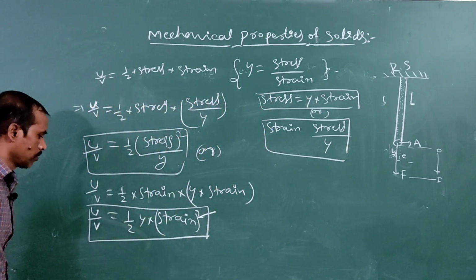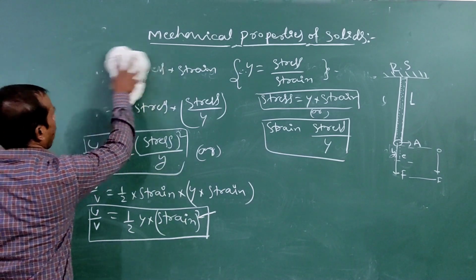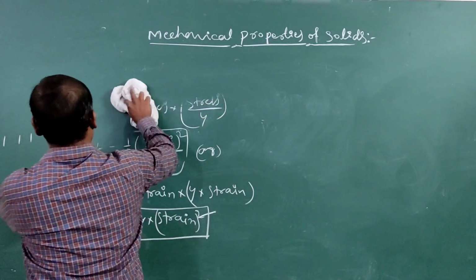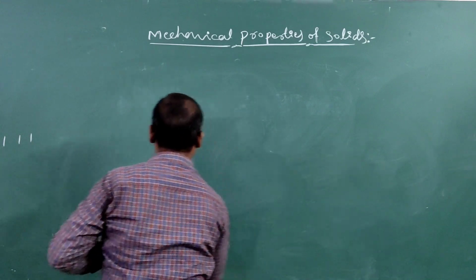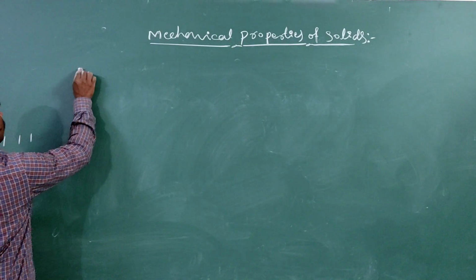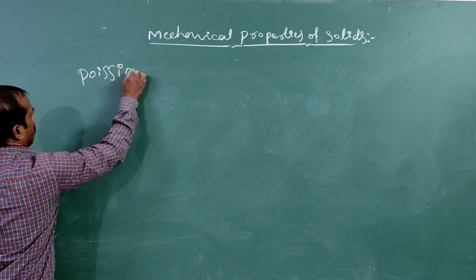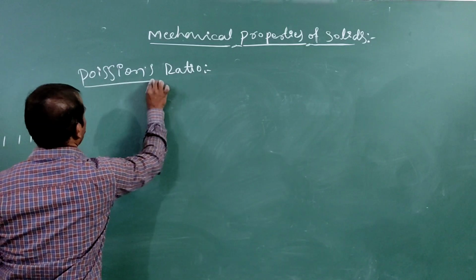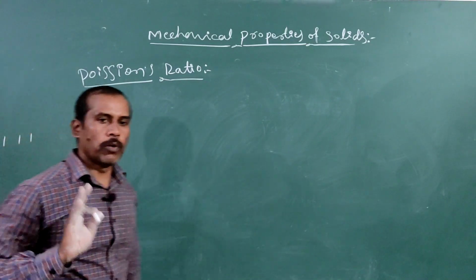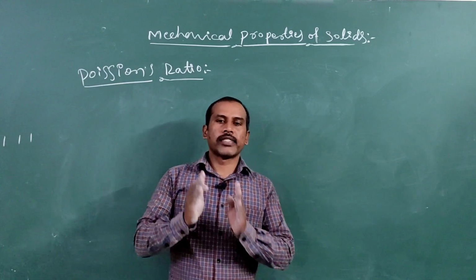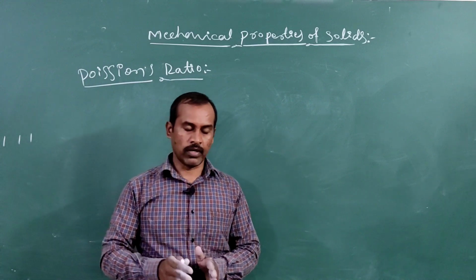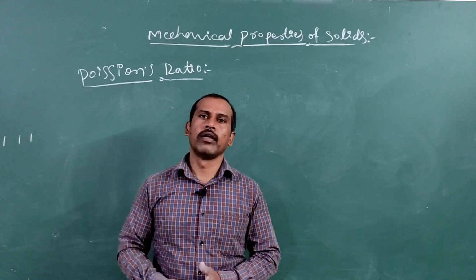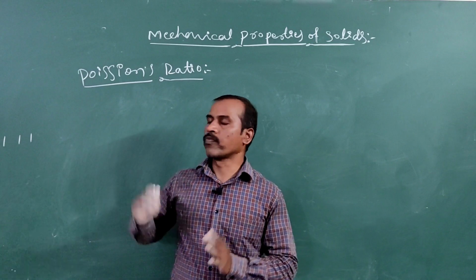So note this one, Poisson ratio statement. Okay, Poisson ratio. First of all, the statement: the ratio between lateral contraction of the diameter of the wire, the ratio between lateral contraction strain to the longitudinal elongation strain is called here Poisson ratio.